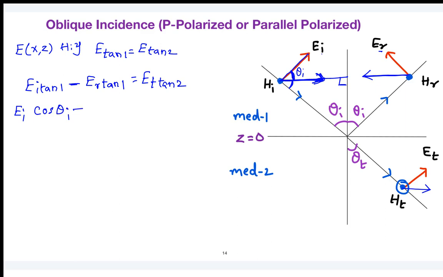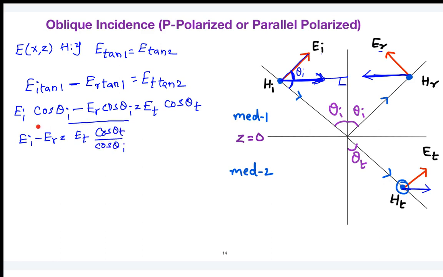Similarly, this is also the same thing. Once you find out for one, everything follows the same pattern. So ER tan 1 is nothing but ER into cos theta, which is equal to the resultant ET into cos theta t. Okay, so what will happen? EI minus ER is equal to ET into cos theta t divided by cos theta i.